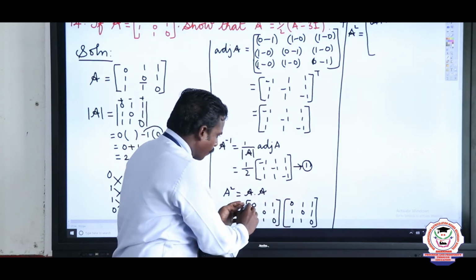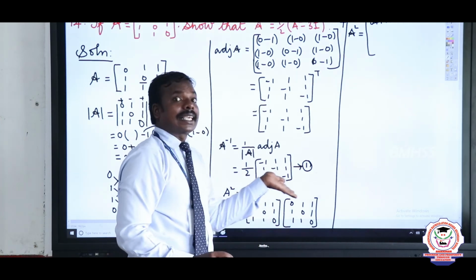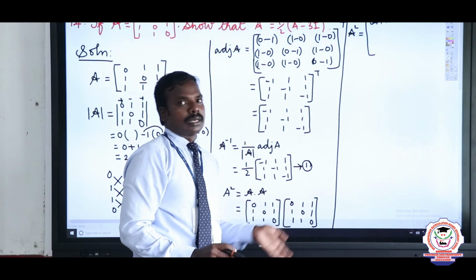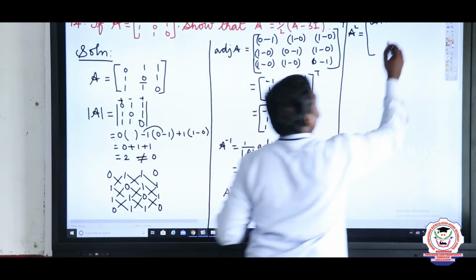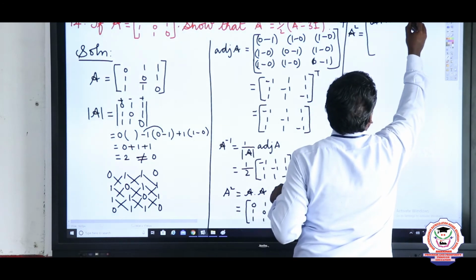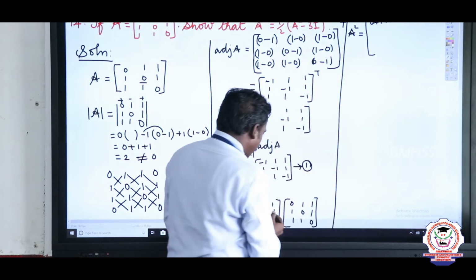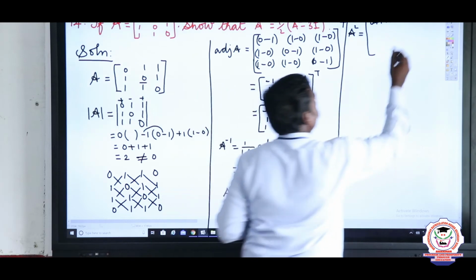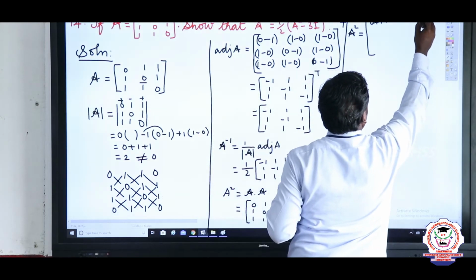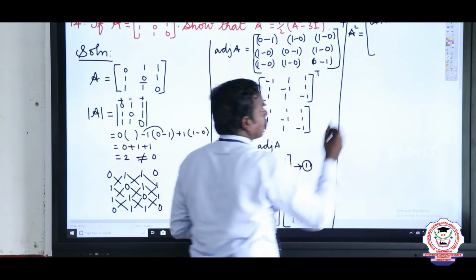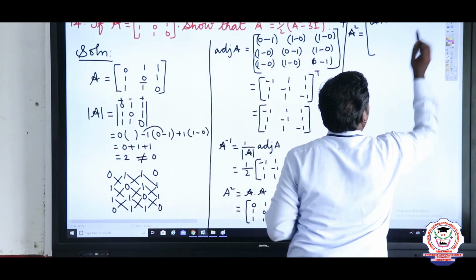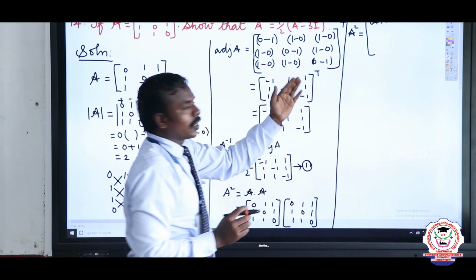So first row operated on second column of the second matrix. Do you understand? So 0 into 1 is 0 plus, again 1 into 0 is 0 plus, listen to this, 1 into 1 is 1. So 0 plus 0 plus 1 is 1. First row, second column over.